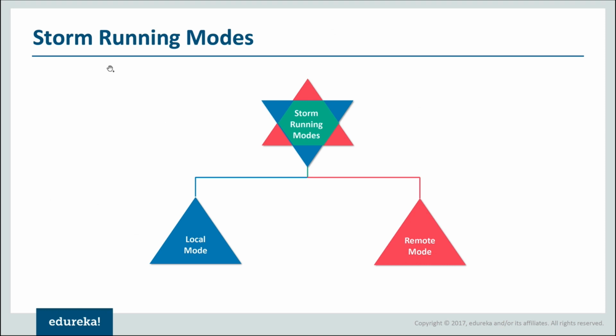Storm has basically two running modes. One is local mode, one is remote mode. Local mode, as the name suggests, is used to run Storm topologies on your local machine. This is generally used at development time, and you will use local mode for testing almost all of your topologies. Remote mode is the mode where you submit the topology code that you have just written, package it into a jar, and then give it to the Storm cluster that is running remotely, and that will distribute your code on all the nodes and parallelize your data.